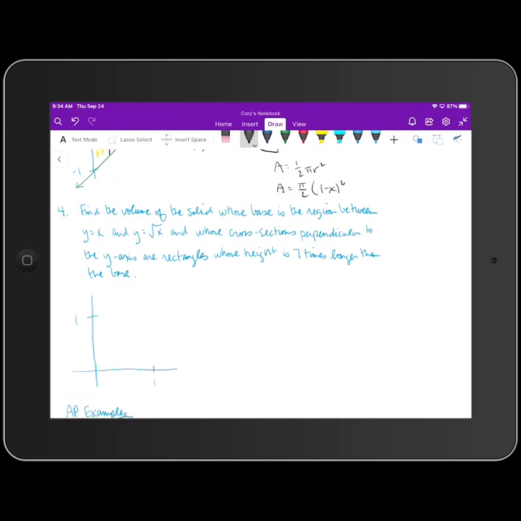Okay, with number 4, the directions there ask us to find the volume of the solid whose base is the region between y is equal to x and y is equal to rad x, and whose cross sections perpendicular to the y-axis. Okay, so that's new. We got to think about what that means in a second. Whose cross sections perpendicular to the y-axis are rectangles whose height is 7 times longer than the base.